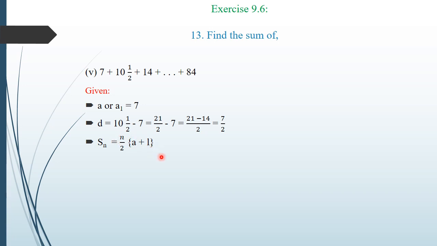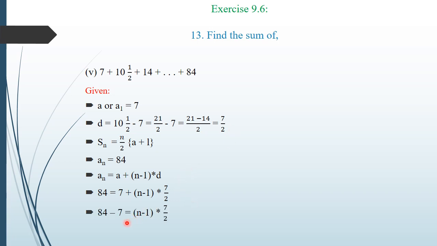Like we solved in the previous problem, we'll consider this 84 as an and we'll calculate n, which means nothing but at which location this 84 is present. Therefore, applying the formula an equal to a plus n minus 1 into d, substituting all the available data in this formula to calculate n here. An is 84, first term is 7, n minus 1 as it is, d is 7 by 2, we just calculated here. Simplifying this, 84 minus 7 will give me n minus 1 into 7 by 2.